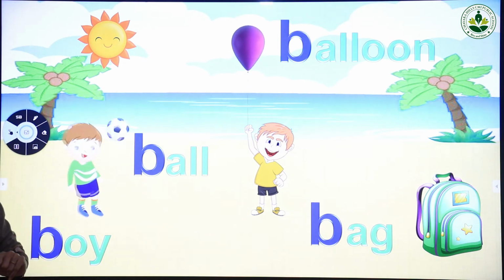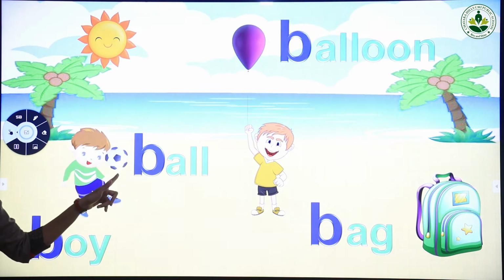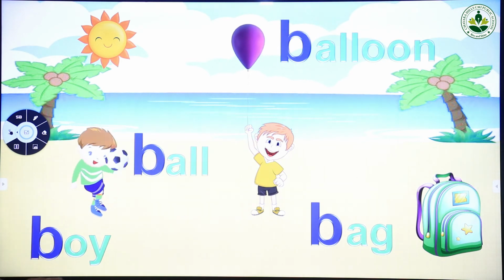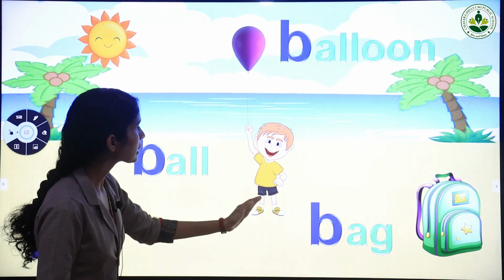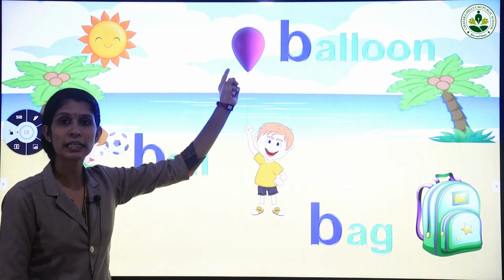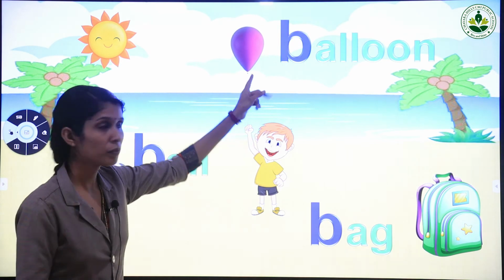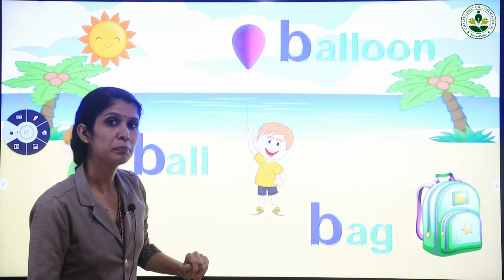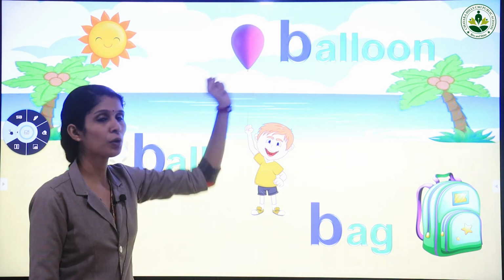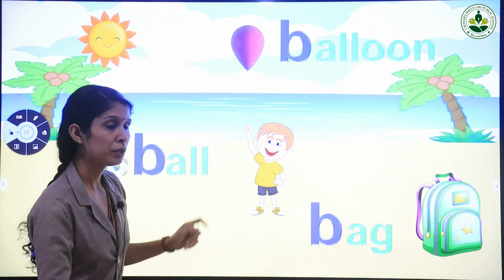B is for ball. A boy, a ball. And look at this boy. What is in his hand? Yes, it's a balloon. What is this? A balloon. Repeat after me. A balloon. B is for balloon.